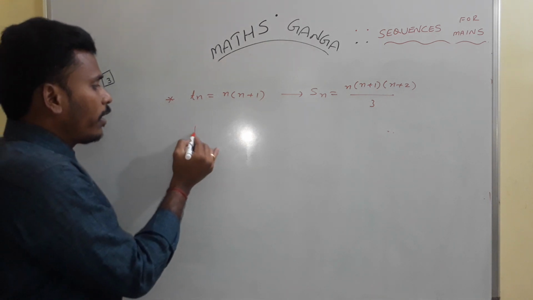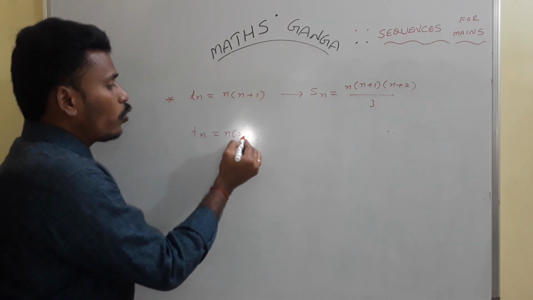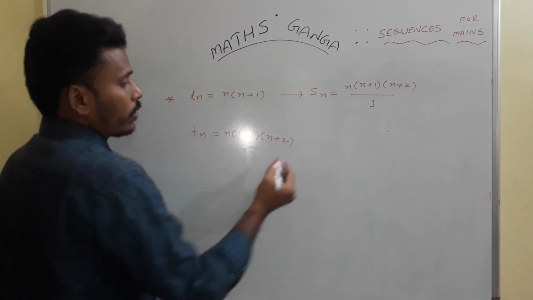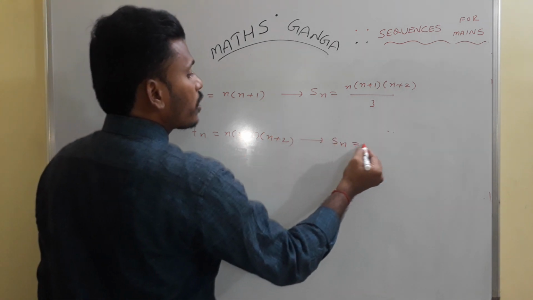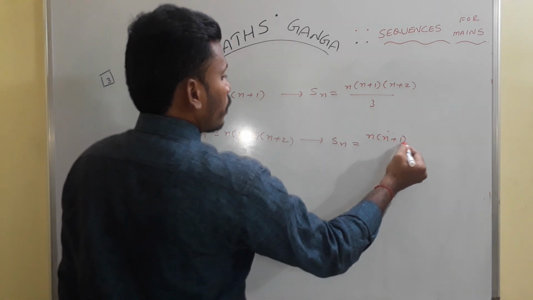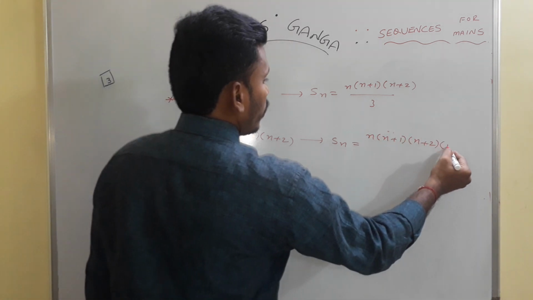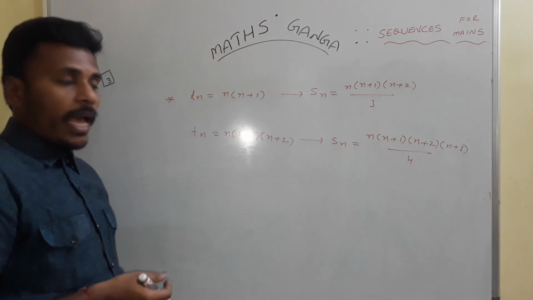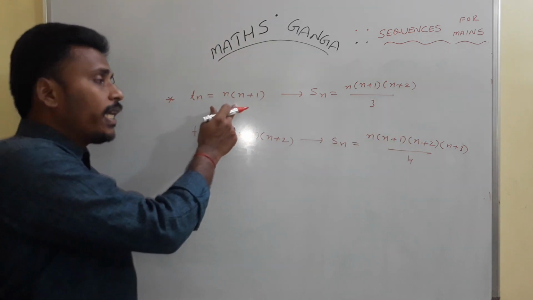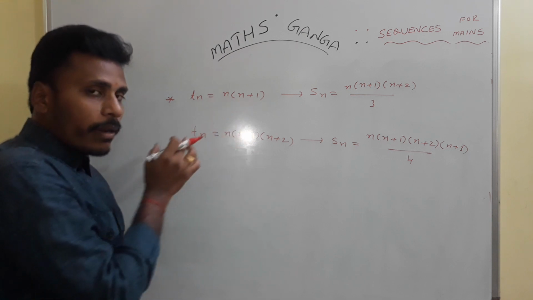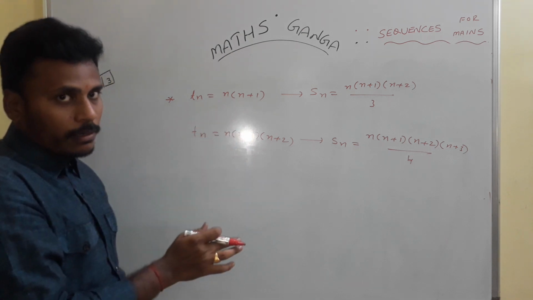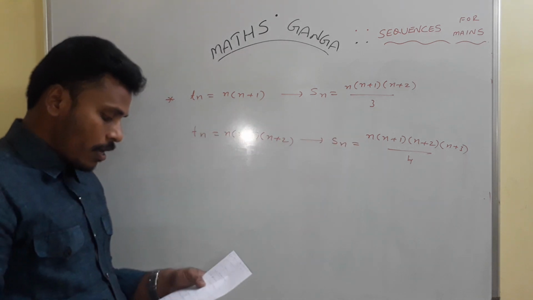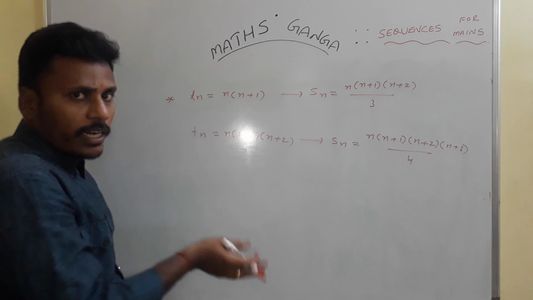And for example, if the nth term of the sequence is n into n plus 1 into n plus 2, then the sum of n terms is nothing but n into n plus 1 into n plus 2 into n plus 3 by 4. This is the sum of n terms. The actual way is, after identifying the nth term, multiply it, apply sigma, and then you will get Sn. If you factorize that Sn, you will get this format for these n terms.